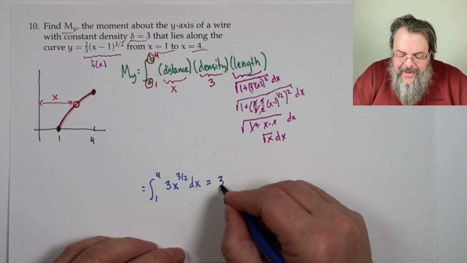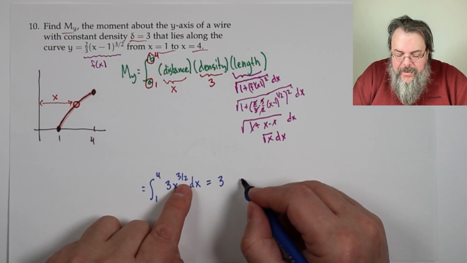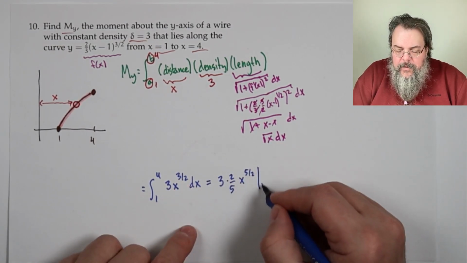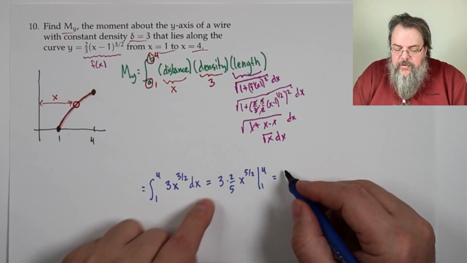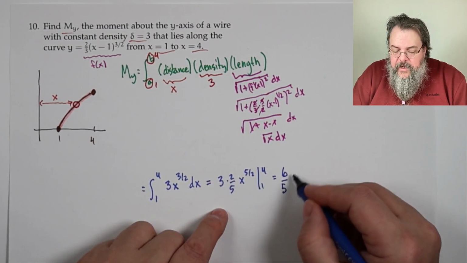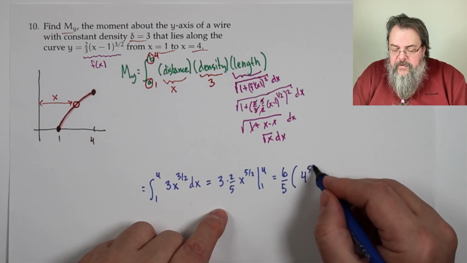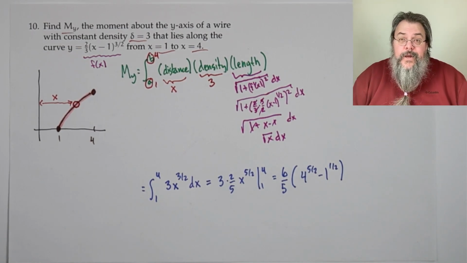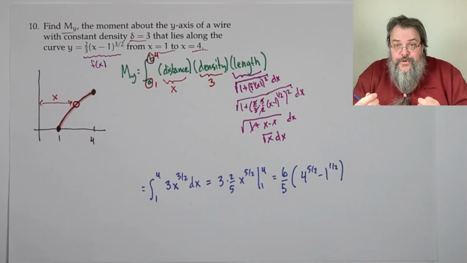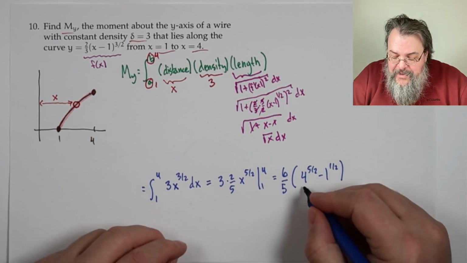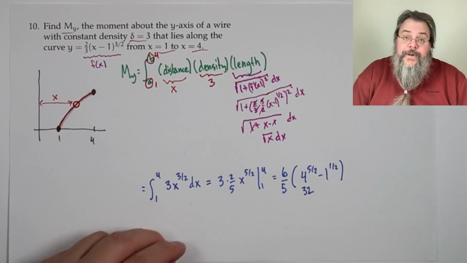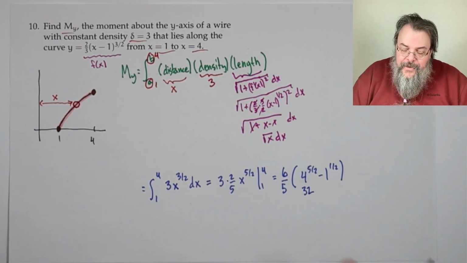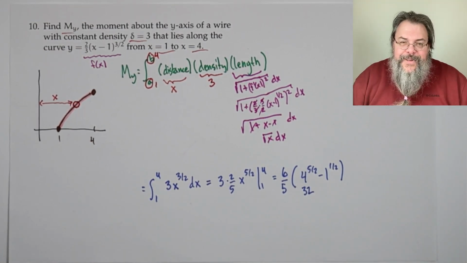All right, so we're going to add 1 to the power. That makes 5/2 multiplied by 2/5. Evaluate 1 to 4. Okay, so 3 times 2/5, that's 6 over 5. Then we have 4 to the 5/2 minus 1 to the 1/2. Now what is 4 to the 5/2? Well, you can think of it as the square root of 4, which is 2, to the power 5. So that's 32. You can also think of it as 4 to the 5th, which is 1,024, and then the square root of 1,024 is 32. Whichever way works easiest for you.